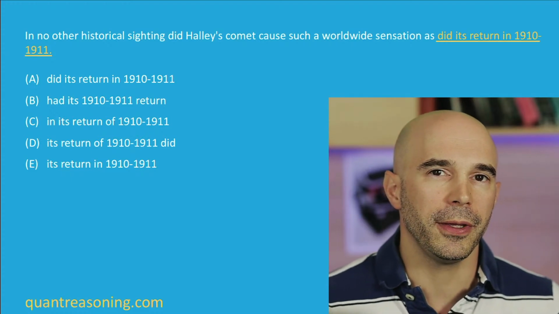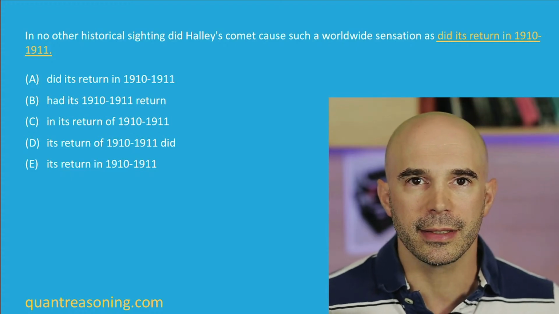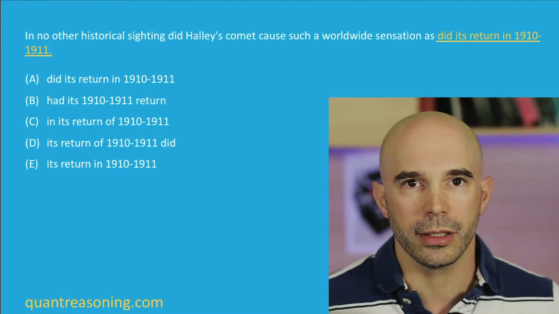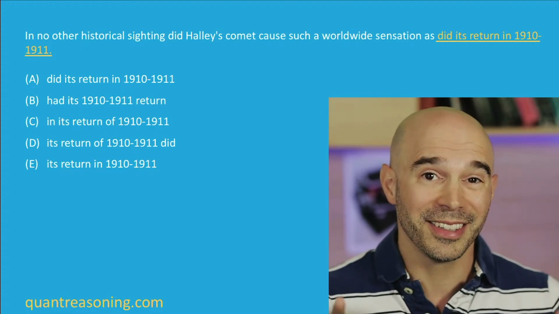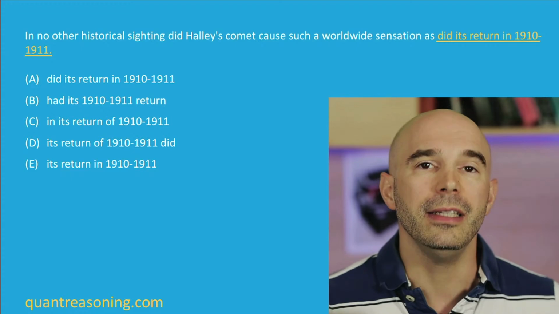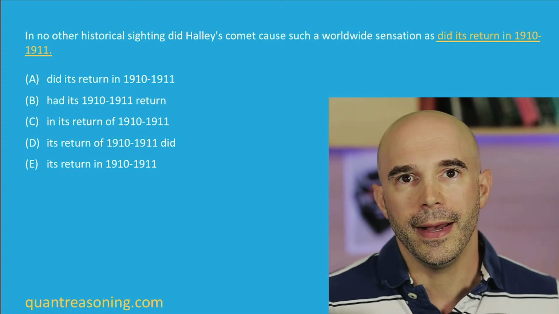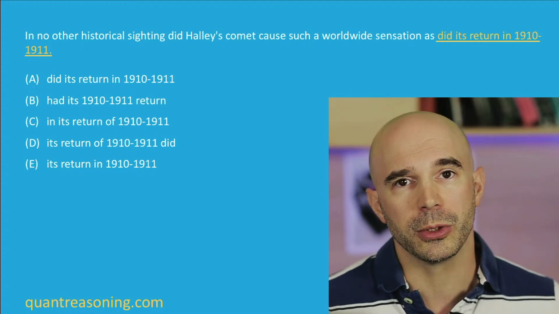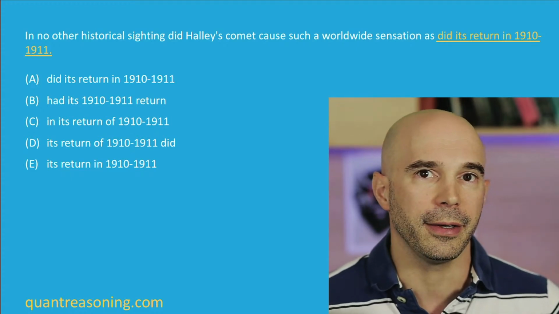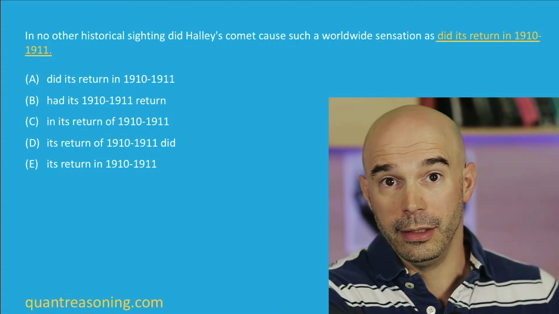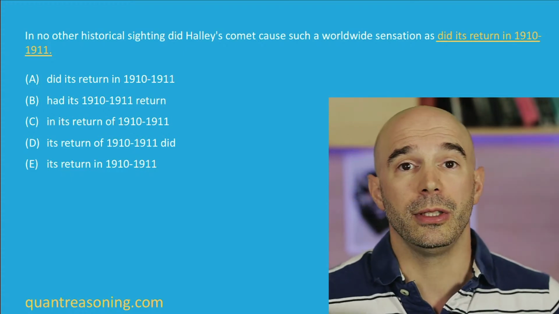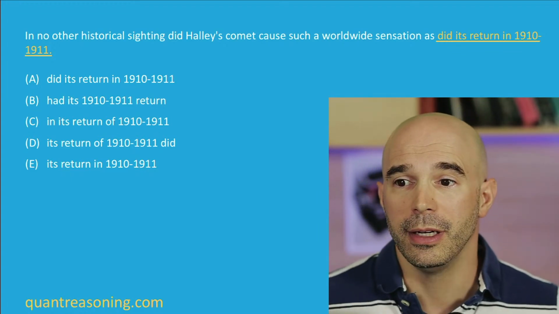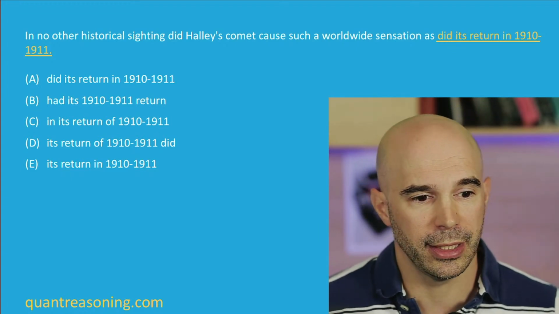So just from thinking about the purpose of the sentence, again, to compare the level of sensation that occurred in different historical sightings, I need the word in. And I don't view this as a grammar issue. I view this as a meaning issue, because we need to compare like with like. If we're comparing in all these other historical sightings, we need to be talking about in this historical sighting in particular, and that takes us to a single answer choice C.